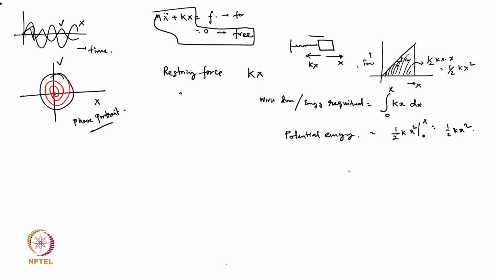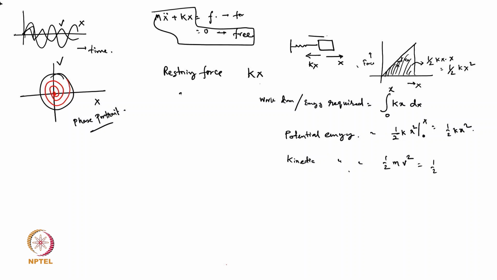If we have some velocity, how much kinetic energy will be stored? The kinetic energy will be half of m into v square. We all know that. So we get those two things.